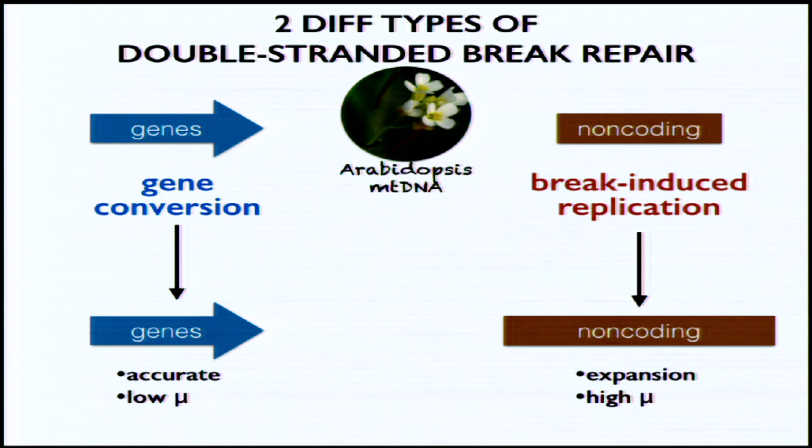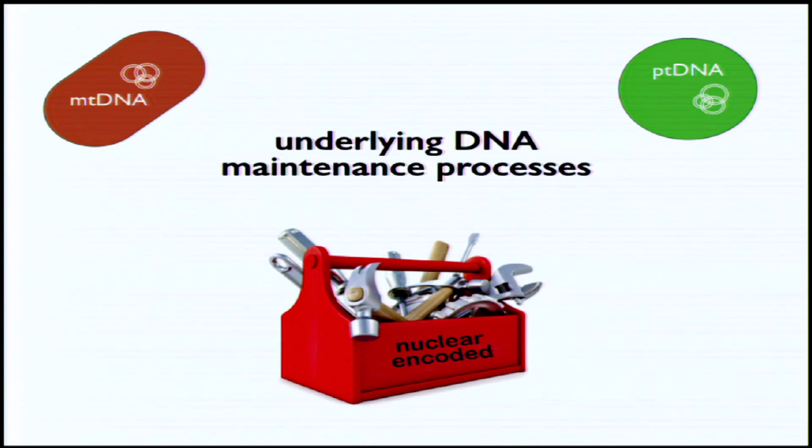So just by looking at repair and these two different types, you can explain two very contradictory features of land plant mitochondrial genomes. One, they have incredibly low mutation rates when you look at genes, but two, they have massive levels of expansion within the non-coding regions, which is very interesting. So thinking of this, one could say that maybe these underlying DNA maintenance processes are having much broader influences on organelle genome architecture across the eukaryotic tree, not just within land plants.